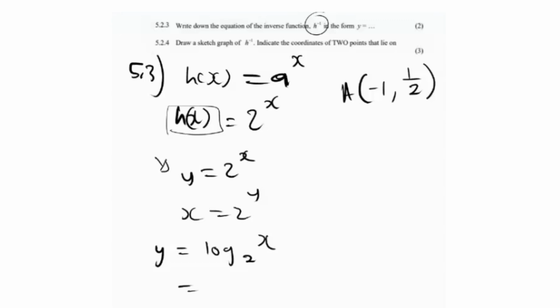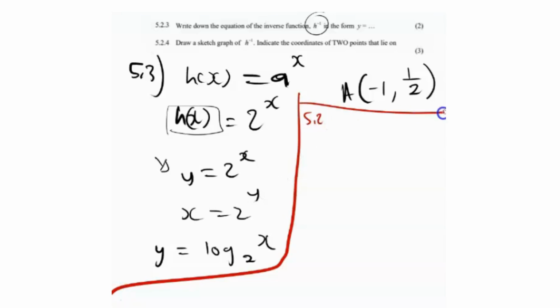So now let's move to the next question. Let's try to change the color, so that it won't be confusing. So it's 5.2.4. Sketch the function and indicate 2 points that lie on it. Okay, which means we sketch the inverse function and indicate 2 points that lie on it. So now let me try finding a new page. Oh, let me just erase this.